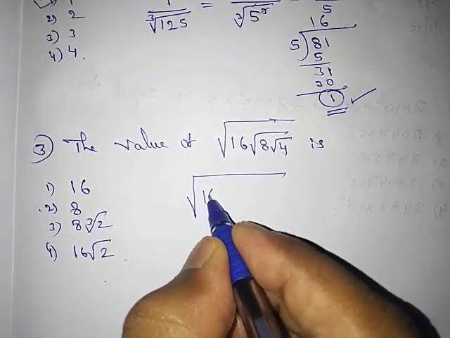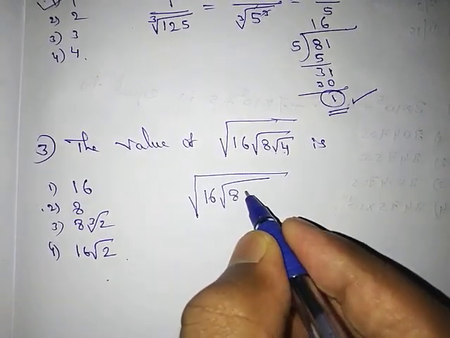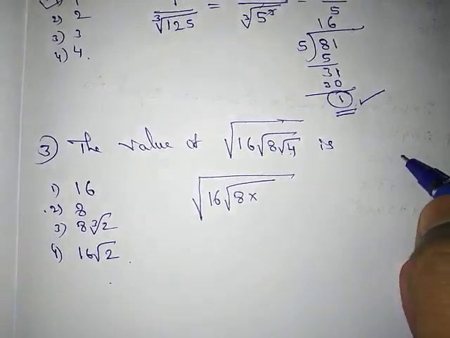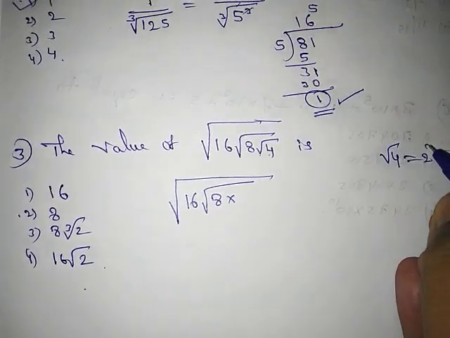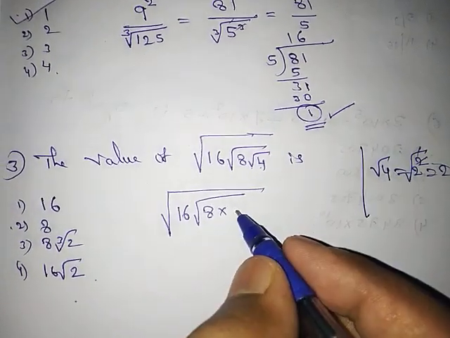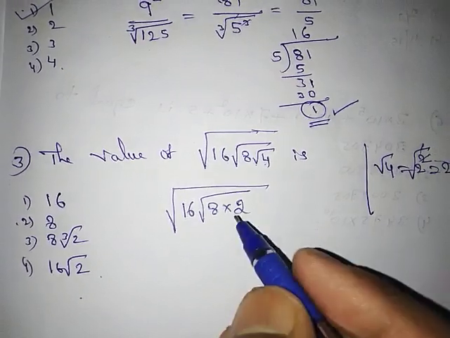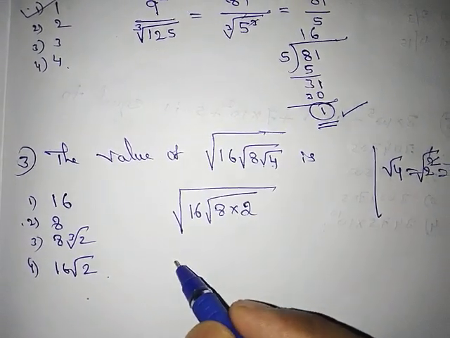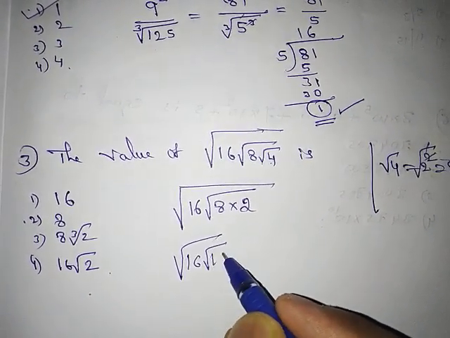You have to write 16 as it is and 8 as it is. And now what is the root 4 value? That is 2 square, means 2 cancels, that is 2. The value of root 4 is 2, right? Next, 8 2s are 16, right? 16 as it is, and this is another 16.